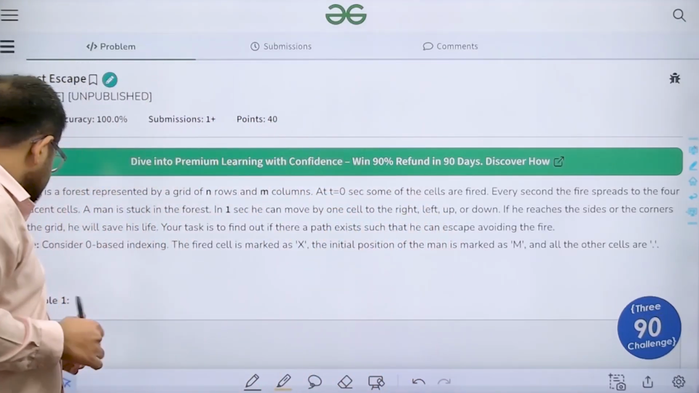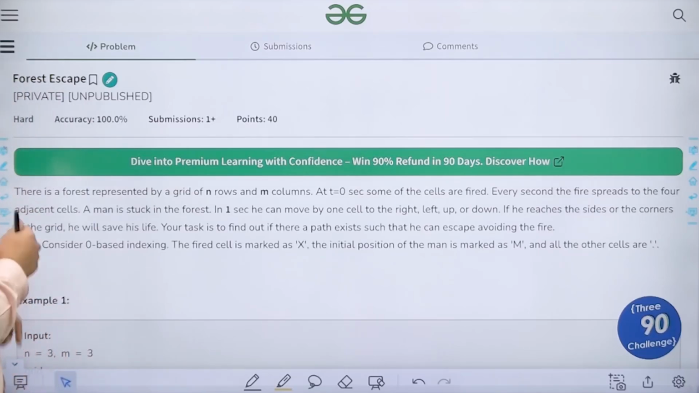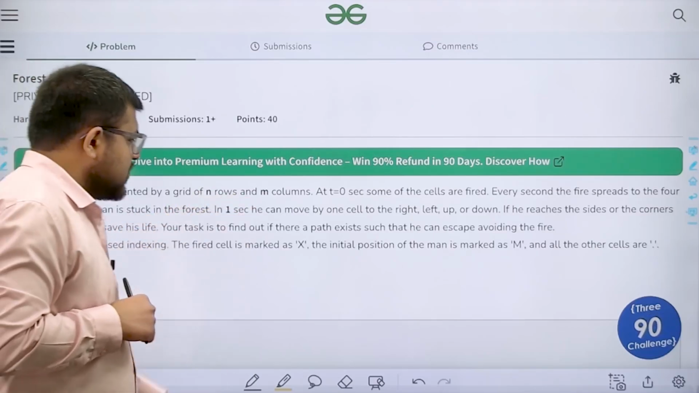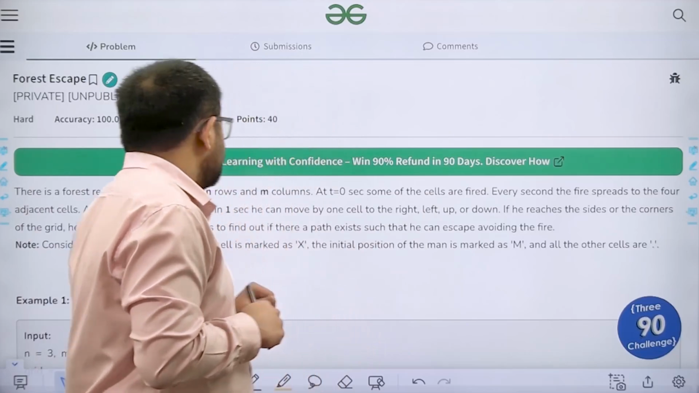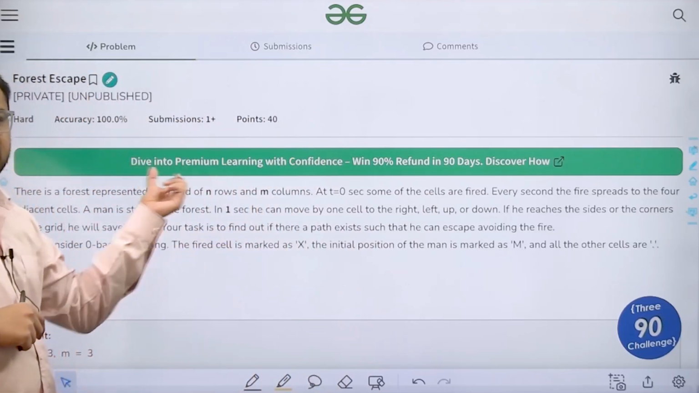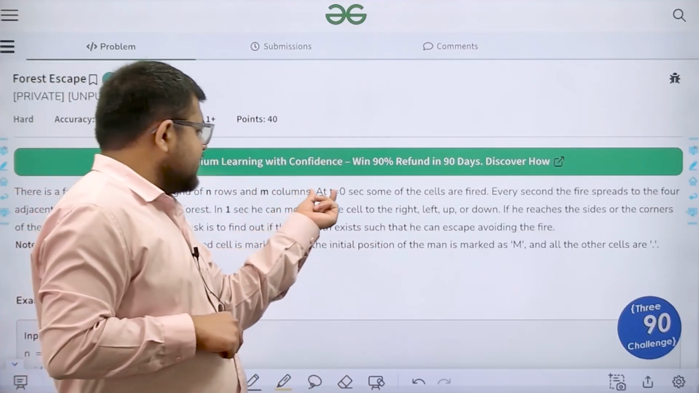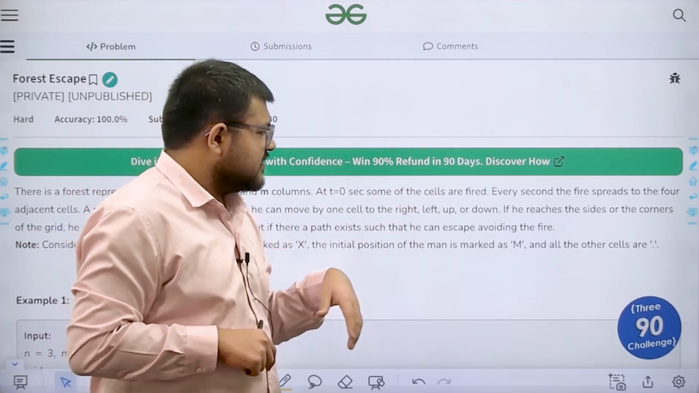This is Forest Escape. First of all, let us start by understanding the question. What does it say? There is a forest represented by a grid of n rows and m columns. At t equal to 0 seconds, some of the cells are on fire. So we have a grid of size n cross m which represents a forest, and at time equal to 0, some of the cells are on fire.